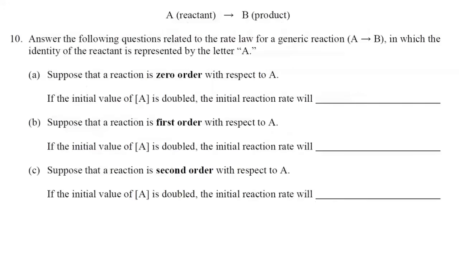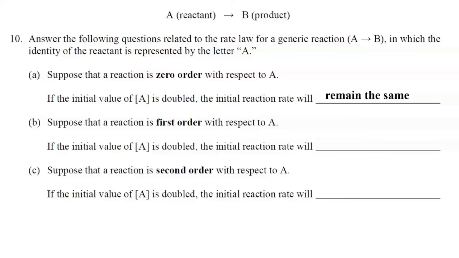Question 10 is just a summary of your understanding of reaction order. Answer the following questions related to the rate law for a generic reaction in which A changes to B, in which the identity of the reactant is represented by the letter A. Suppose that a reaction is zero order with respect to A. If the initial value of the concentration of A is doubled, the initial reaction rate will remain the same.